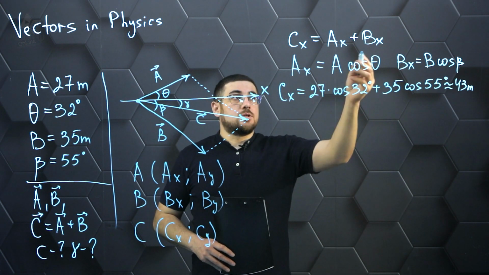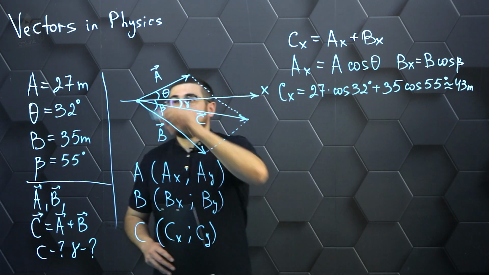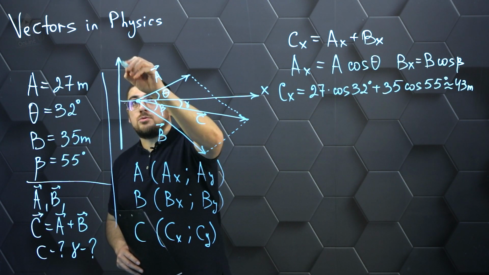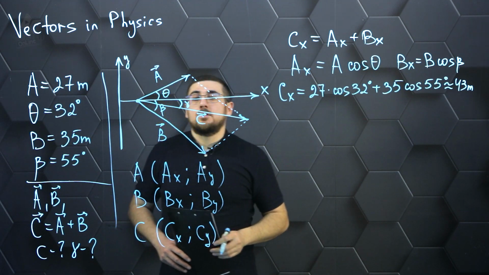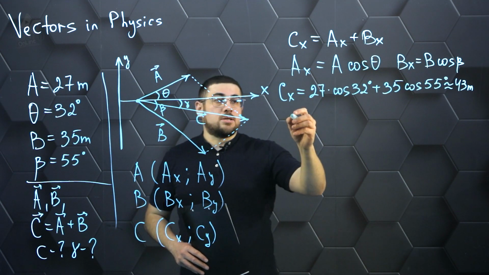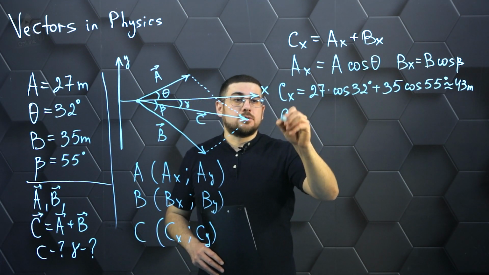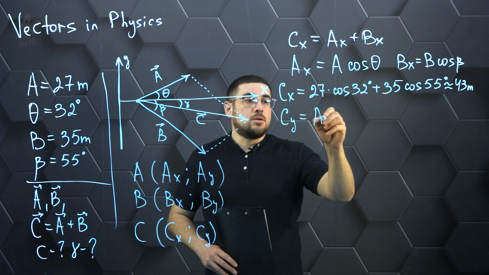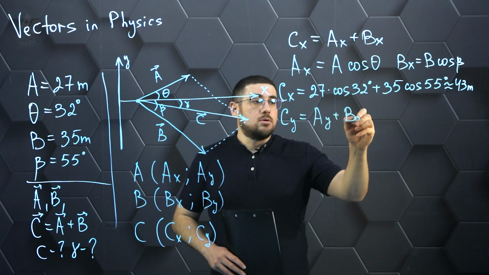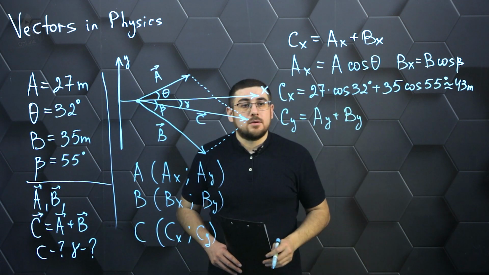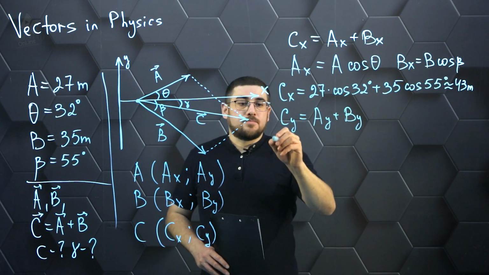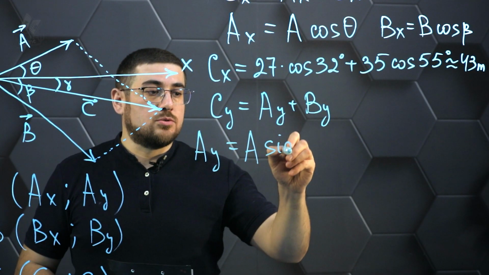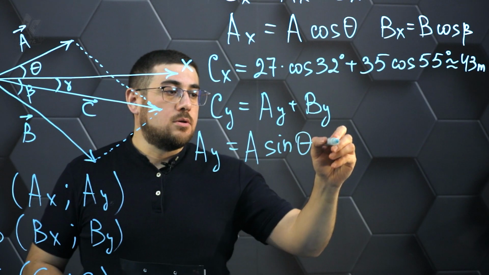Similarly, we work with the component Cy. That is, in this case, we can build an axis perpendicular to the x-axis, it is the y-axis, and consider the components along this axis. That is, the Cy component will be Ay plus By. And let's calculate their values. So, Ay is A multiplied by the sine of the angle, and By.